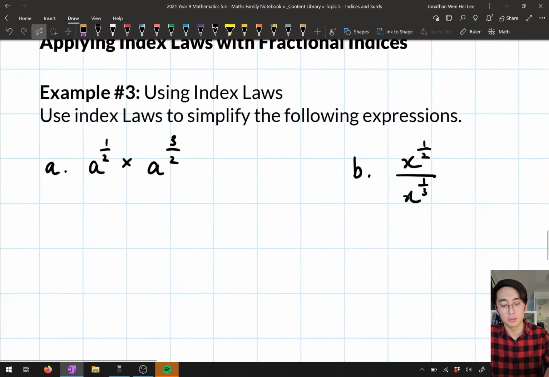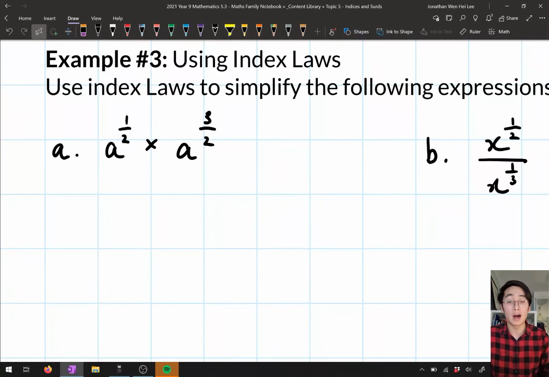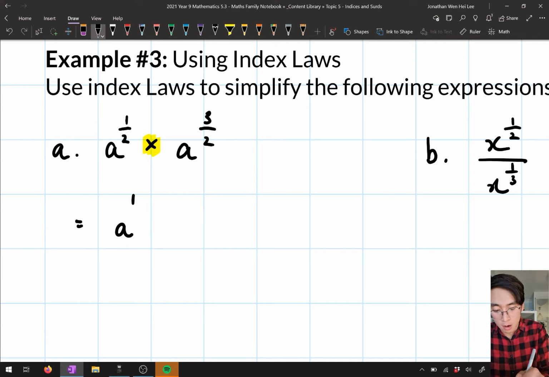So let's have a look at the first one. Here we've got a to the power of a half times a to the power of 3 over 2. Now, if you remember, when we multiply indices together, what do we do with their powers? Well, when we multiply indices together, we actually add the powers together. So here, this is just going to become a to the power of a half plus 3 over 2. So that's what we're going to have in the power.